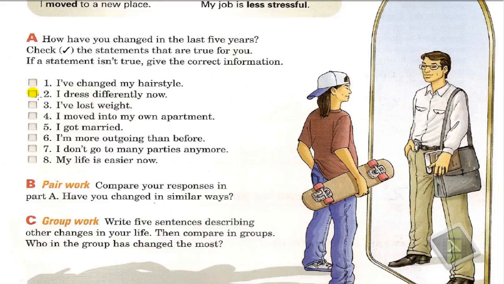I've lost weight. No, I've gained weight. I moved into my own apartment. I moved to a new flat. Apartment, a flat, a house, a new house. Apartment, flat. So I moved into my own flat. I got married. British, got. American, got. I got married.